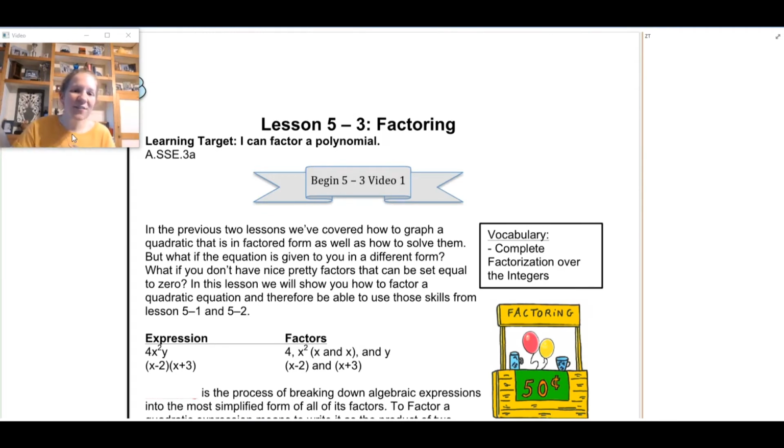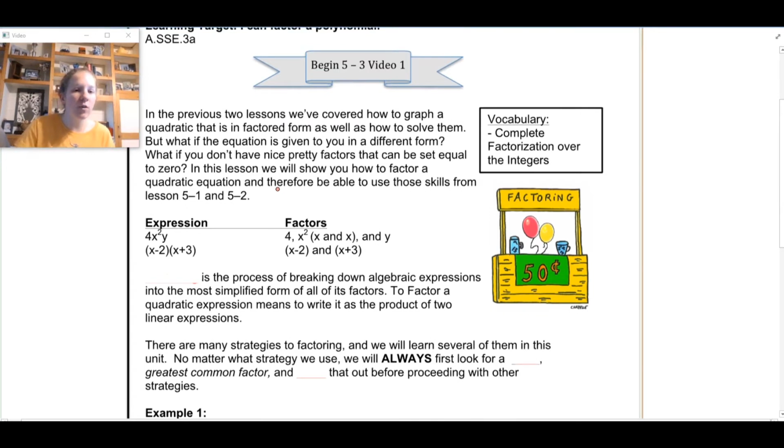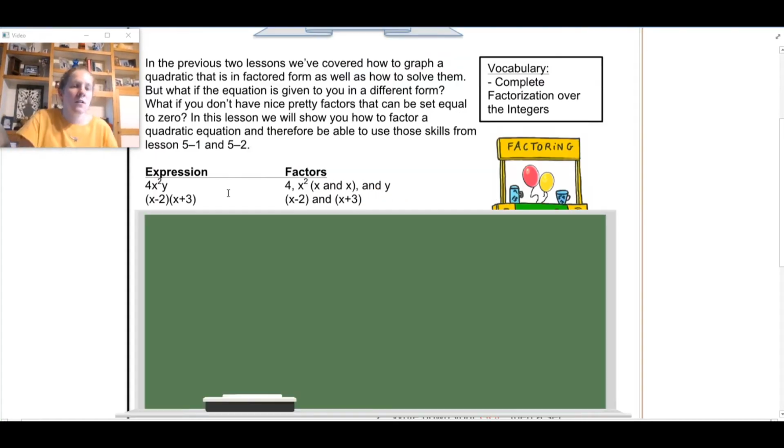All right, guys, lesson 5.3 is titled Factoring. In this lesson, we're going to teach you how to factor a polynomial. In the last two lessons, 5.1 and 5.2, we talked about how to graph a quadratic that's in factored or intercept form and how to solve them if they're in factored or intercept form. But what if the equation is given to you in a different form? What if it's already got the x squared and it doesn't have those nice pretty factors that you can just set equal to 0? Well, in this lesson, we're going to show you how to put it into factored form so that you can use your skills from 5.1 and 5.2 on almost any quadratic.